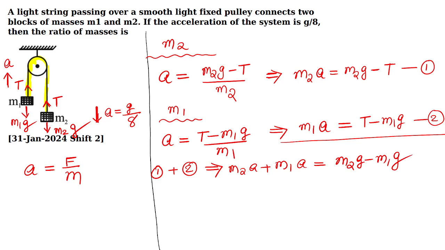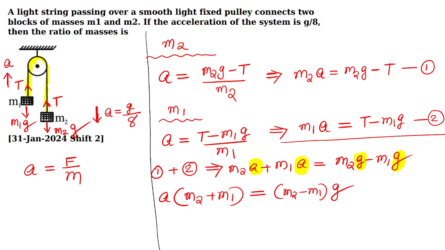If you see any common term, you must take it outside. A is common in both the terms. You agree? Can I take A outside? Yes. A into m2 plus m1. And on the right side, whenever you see a common term, you must take it out. Can I take g outside? Yes. m2 minus m1 into g.